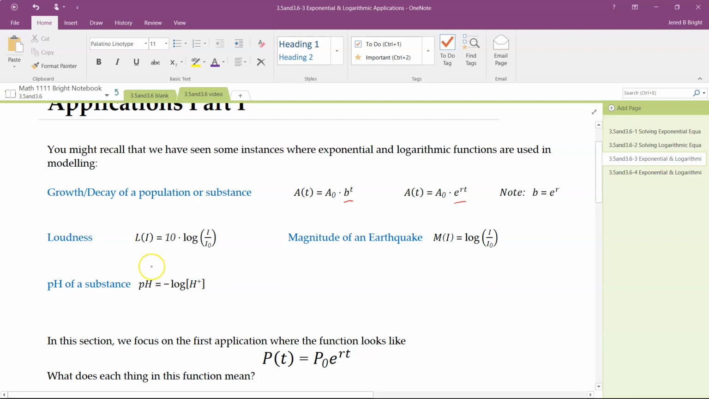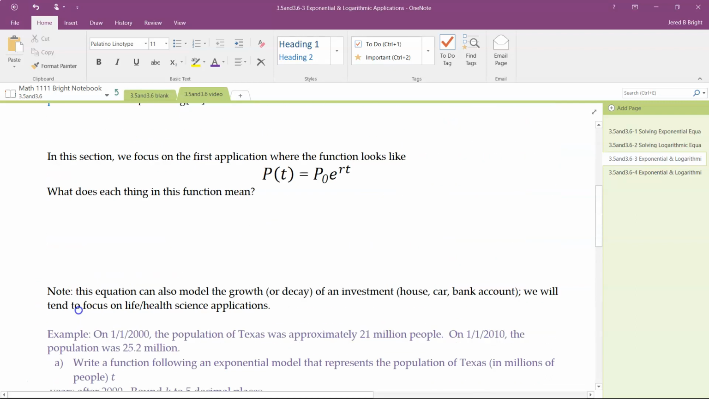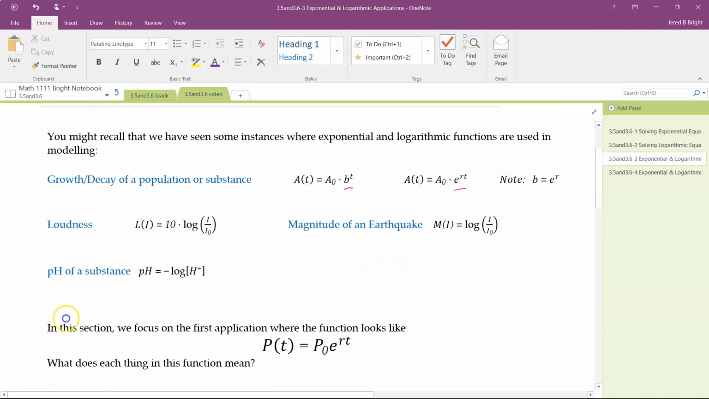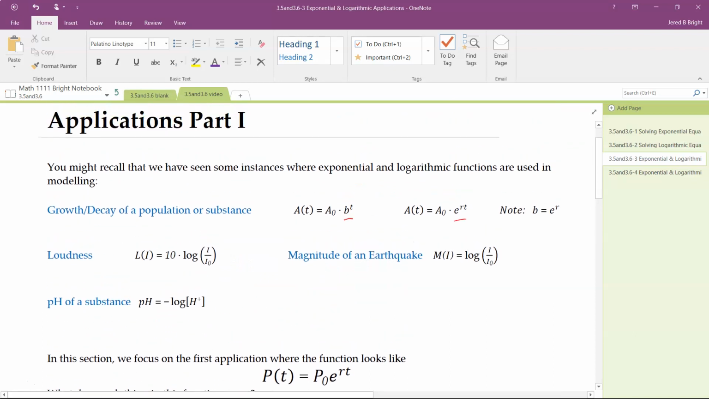When we look at loudness, pH, magnitude of an earthquake, those are all log functions, and we can use logarithms to model the behavior between the quantities. But really what I want to focus on in this video is the exponential growth and decay model.